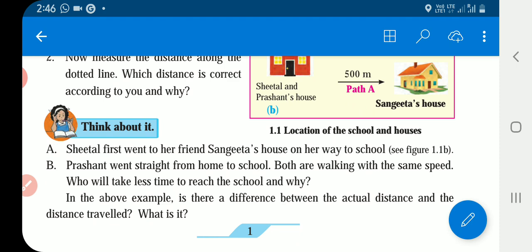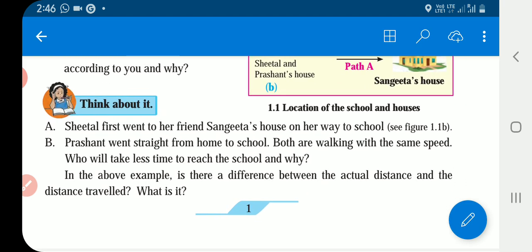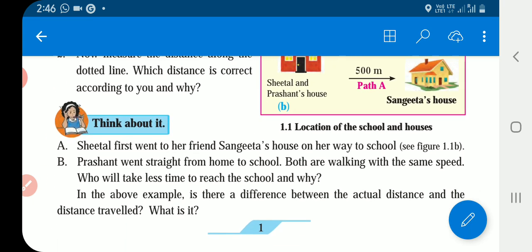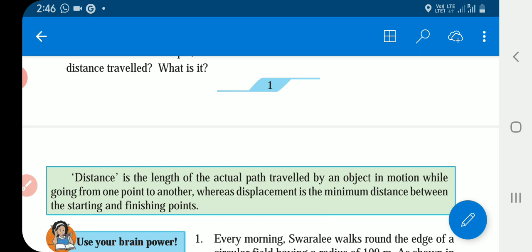Prashant will take less time to reach the school because the actual distance is 500 meter plus 1200 meter, but the total displacement is 1300 meter. There is a difference between the actual distance and the distance traveled. What is it? Distance is the length of the actual path traveled by an object in motion while going from one point to another. But the displacement is the minimum distance between the starting and finishing point.